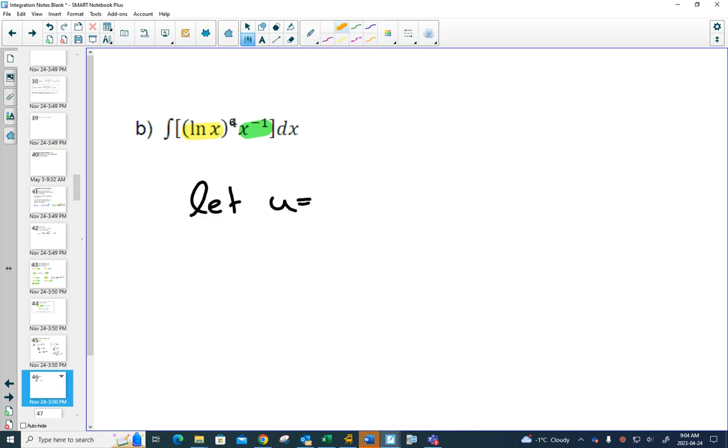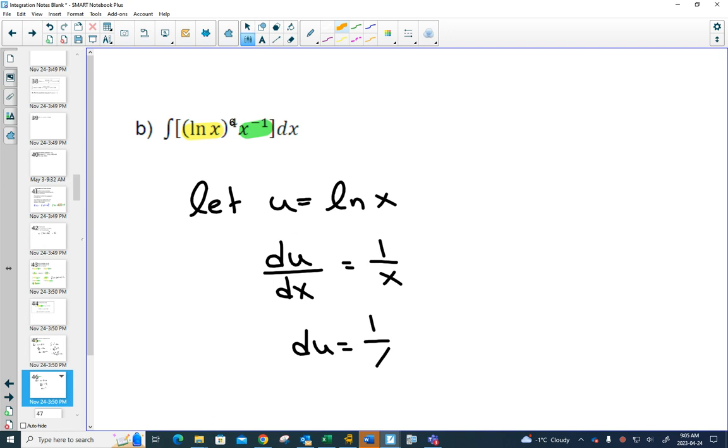So then you let u equal that inside function. The derivative, and I'll write out the step, but some of you will go right to here. I'm okay if you go from there to there right away.